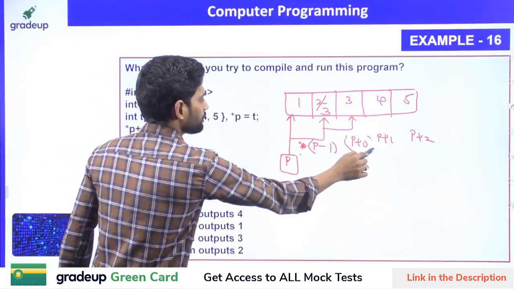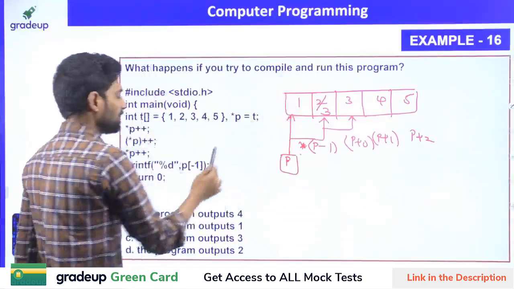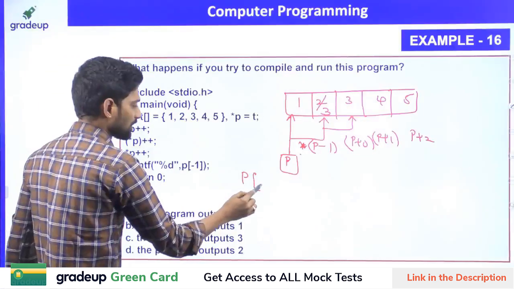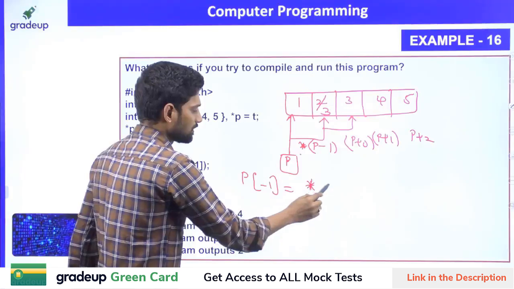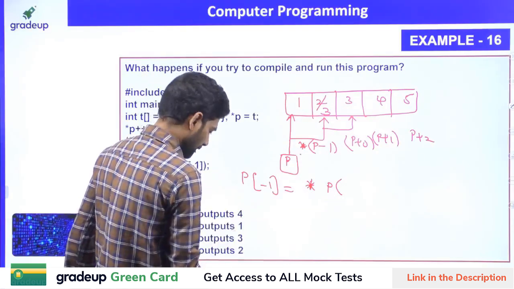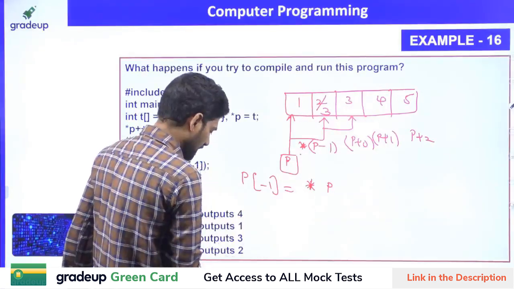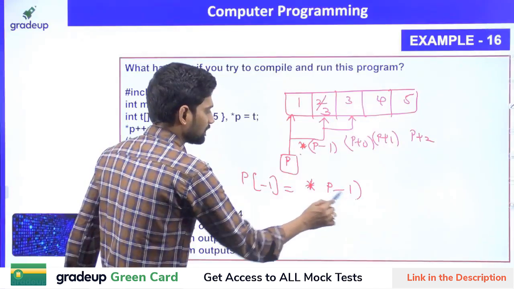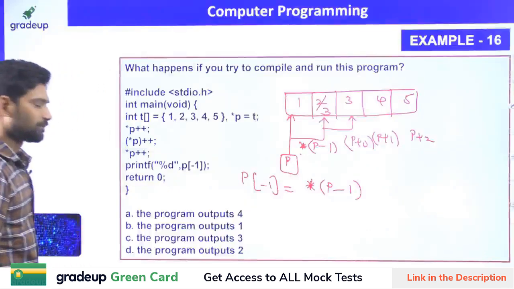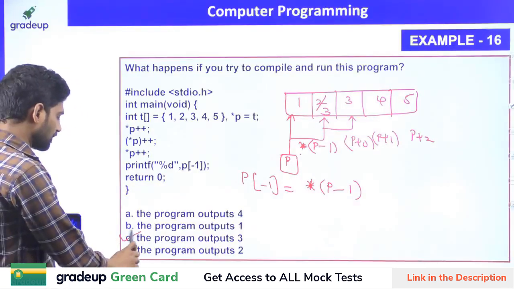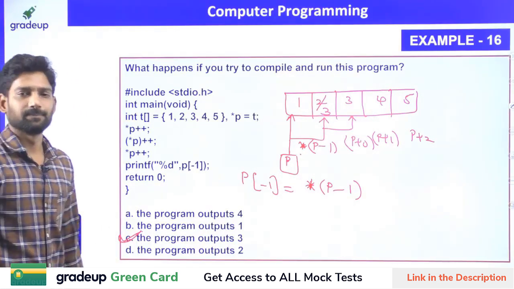So what is *(p-1)? What is p[-1]? It is equal to the value at p minus 1. What is that? 3. So what is the output? The program outputs 3.